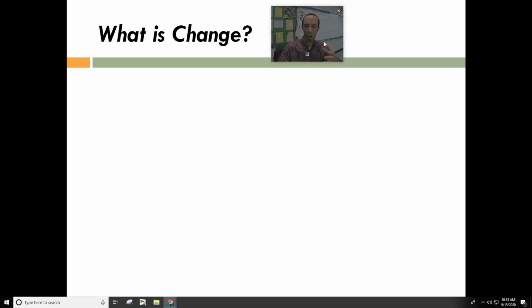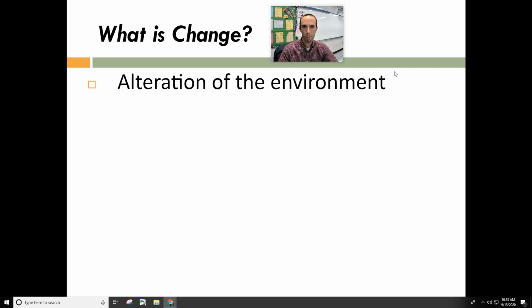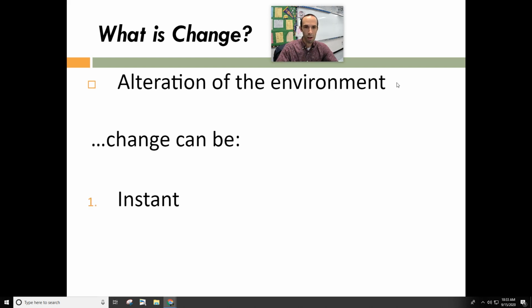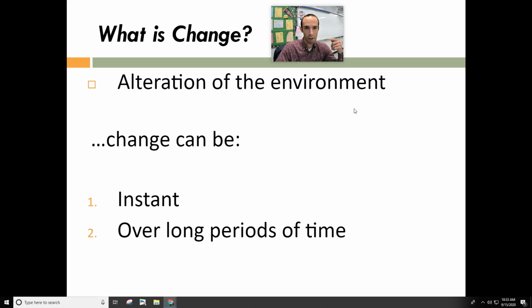What is change? Things are always changing, right? And in earth science, we always define change as some type of alteration that happens within the environment. And there's lots of different examples of that. Change can be very instant. In other words, it happens like that, right? In 1 second, it was one way, and another second, it was another way. Or even within a matter of minutes or hours, change can be pretty quick. Things can happen in nature, and you can think about some changes in your mind that are very instant.